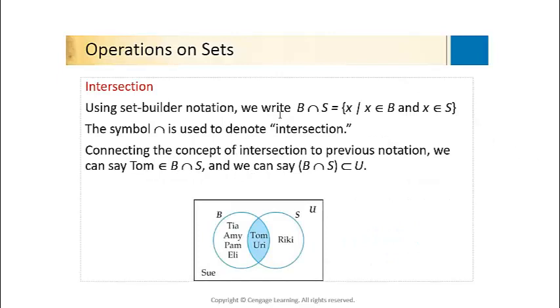So let's talk about what this means if we're using set builder notation. The intersection of set B and set S are all of those elements x, meaning any one that you want to talk about, such that the element that is in B is also in set S. That's all this means. Doesn't really tell us anything though, does it? We can say that Tom is an element of the intersection of B and S. And we could also say that the intersection of set B and S is a subset of U. Of course it would be. And that subset would be the set containing Tom and Yuri.